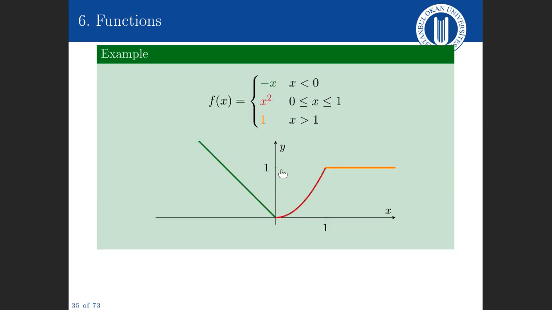Another example, we could define a function f of x to be minus x if x is negative, to be equal to x squared if x is between 0 and 1, or equal to 1 if x is greater than 1. And then the graph looks like this. We have a bit of minus x, a bit of x squared, and then a bit of 1.